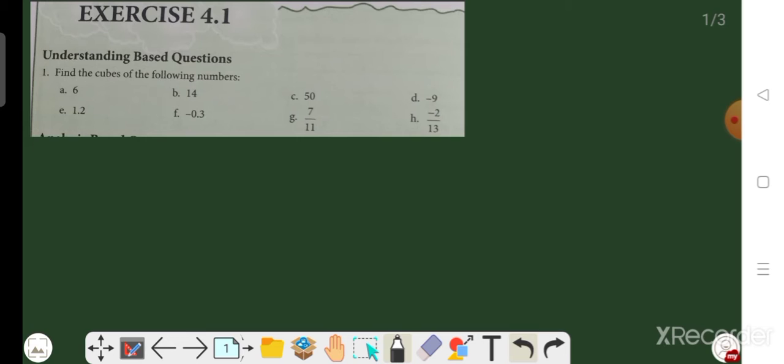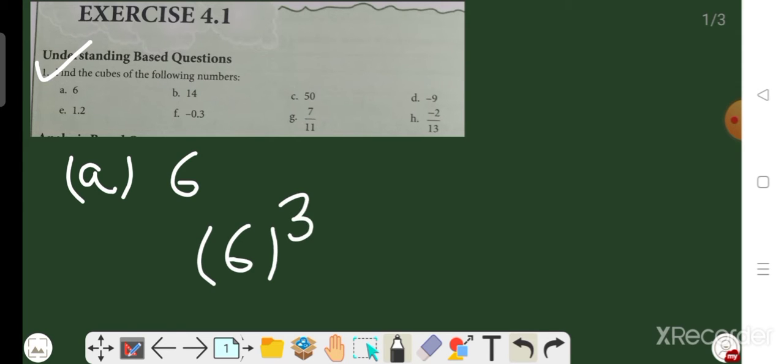Okay. So the question number 1: find the cube of the following numbers. In question number 1 we have to find the cube of the given numbers beta. Okay. So look at the A part. In the A part we have been given the number 6 and we have to calculate the cube of 6.